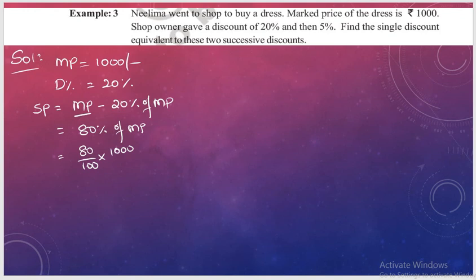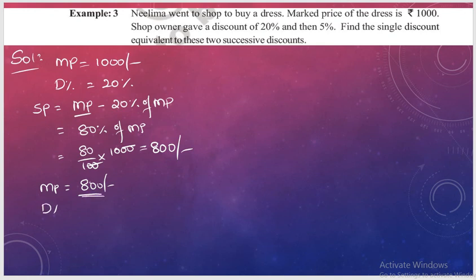80 by 100 into 1000. Two zeros I can cancel. So what is the answer? Selling price is 800. That means here he gave 200 rupees. Right? Now this particular value becomes my market price. If we give a second discount, this acts as the market price.